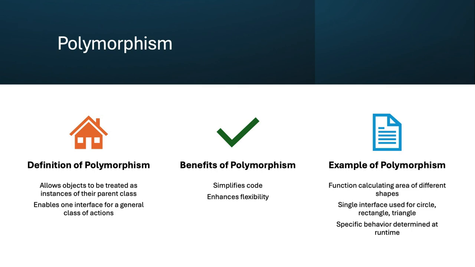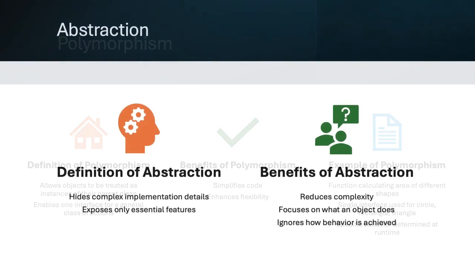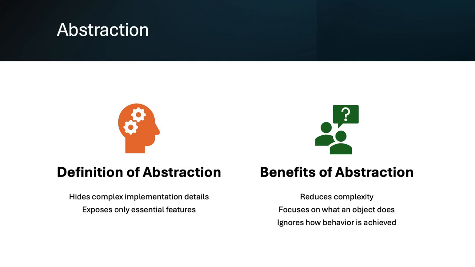For example, a single interface can calculate the area of different shapes, with specific behavior determined at runtime. Abstraction hides complex implementation details and exposes only essential features. It reduces complexity by focusing on what an object does, ignoring how it achieves its behavior.